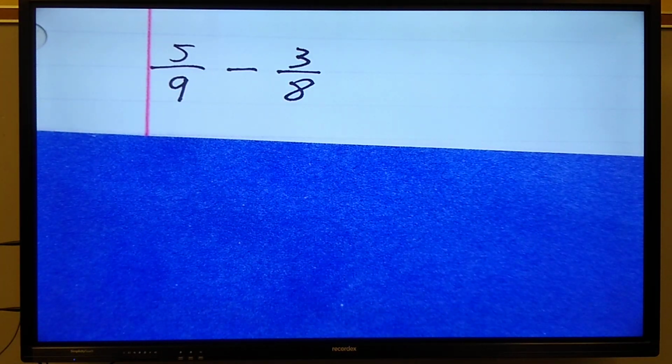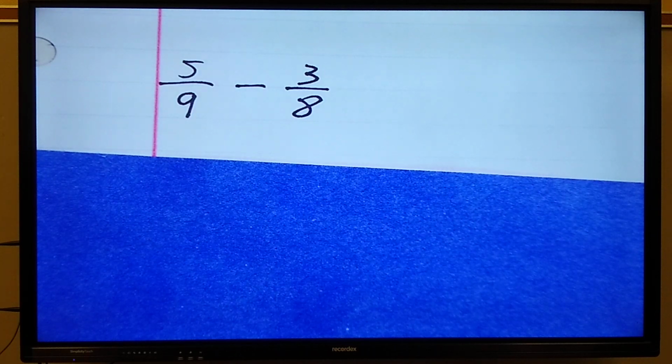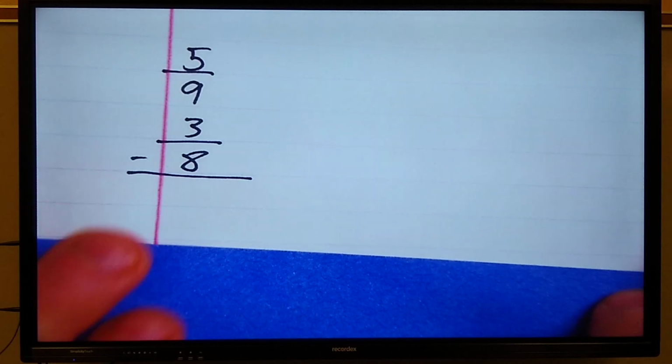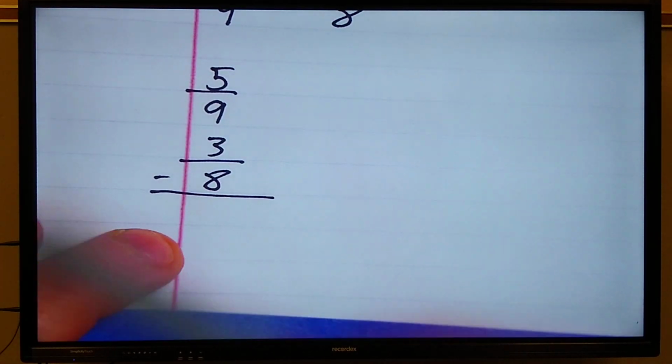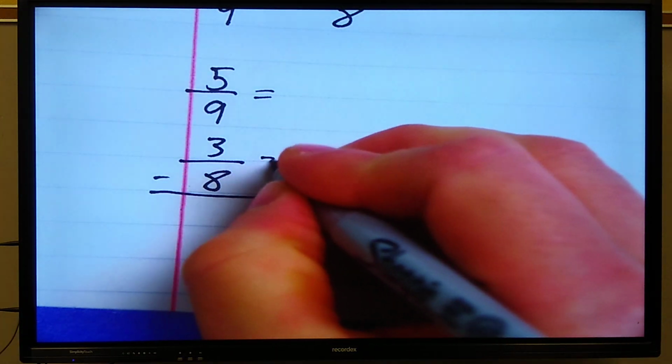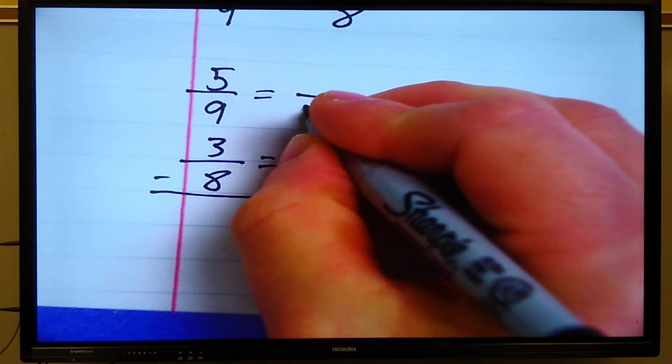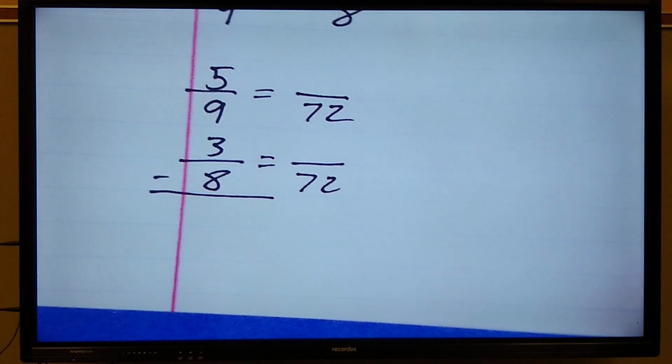Let's try another one. 5/9 minus 3/8. Get that done. Pause the video. All right, let's see how bad you did. 5/9, 3/8. For your least common denominator, it may have taken you a while, but you should have discovered 72 as your least common denominator. Now we must find our numerators.